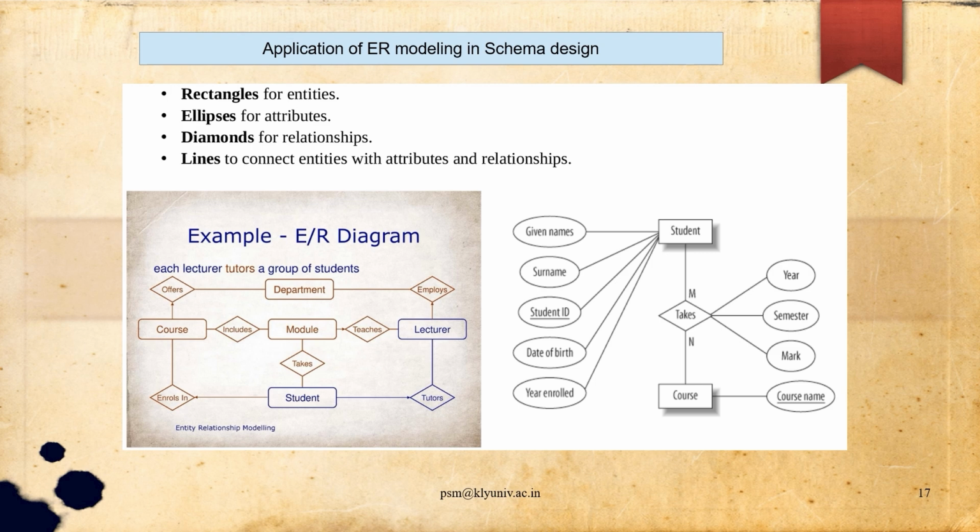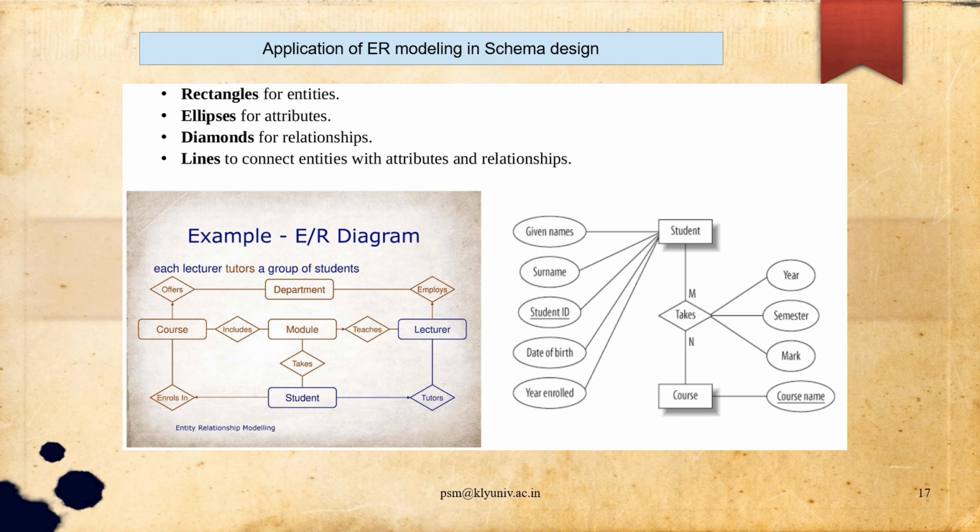In this example, rectangles represent entities, ellipses represent attributes, the diamond shape represents a relationship, and lines represent the kind of relationship. So here I want to draw how four entities, student, department, lecturer, and course are related with each other. Here you can see a student enrolls in a course. A course is offered by a department. A department employs a teacher. A teacher teaches a module. A module is included in a course. In this way, the entities are related in multiple dimensions.